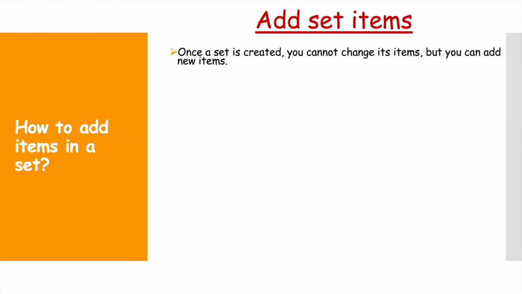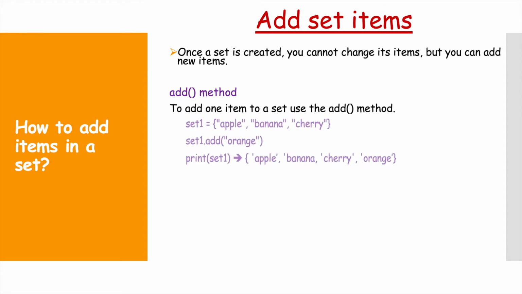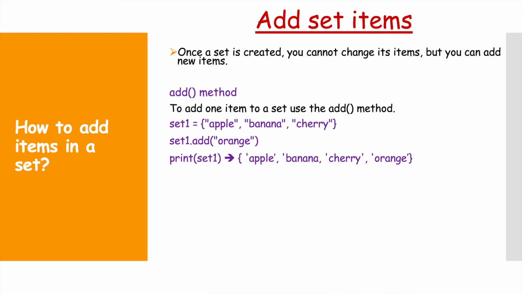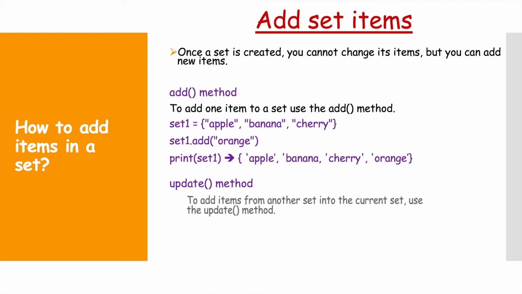Now let's see how to add items in a set. Once a set is created, you cannot change its items, but you can add new items to it. One way of doing it is to use the add method. To add one item to a set, use the add method. This is an example of a set where you are adding a new item to it by using the add method. And when you're printing it, you're getting all the 4 values, that is apple, banana, cherry, and the new value orange.